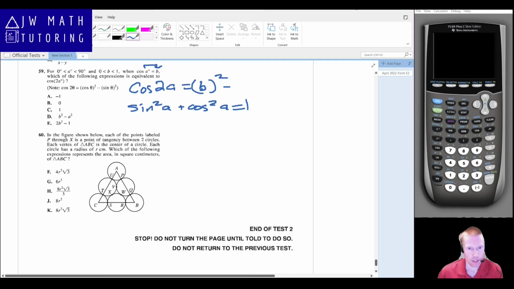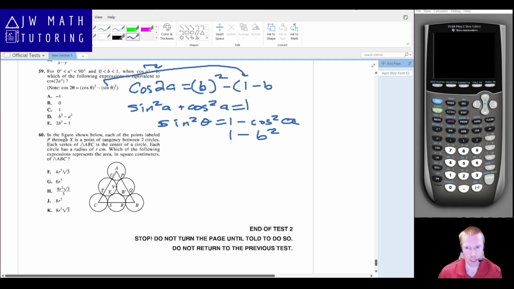Then you rearrange this and you get that the sine squared of the angle is equal to 1 minus the cosine squared of the angle, because in this case it should actually be a, not theta. And notice here for cosine squared, I'm just going to replace it with what it's equal to, which is cosine of the angle is b, as we're given in the problem, and then b squared. So this sine squared theta right here, I'm just going to replace with 1 minus b squared.